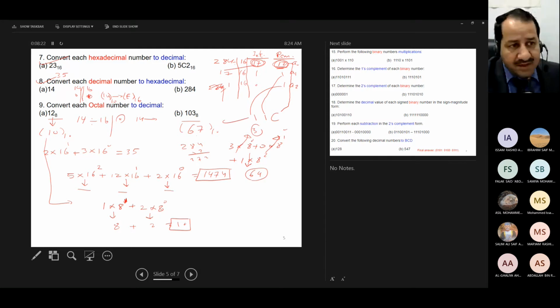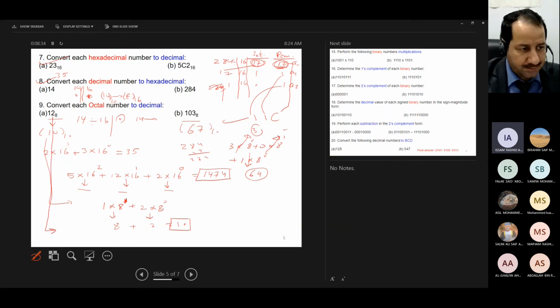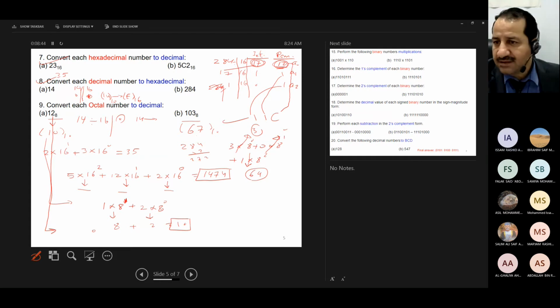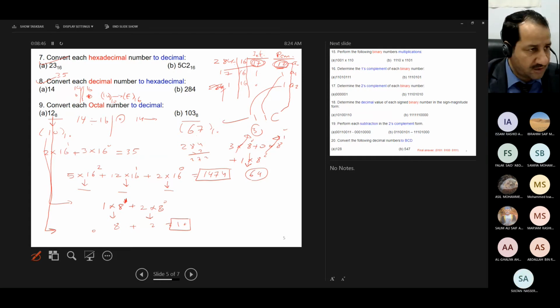Now let me improve this question. If I ask you to convert this octal to binary, 12 will be in binary from the least significant bit. Each number will be represented by 3 digits. Excellent, Assam. Well done, Assam.